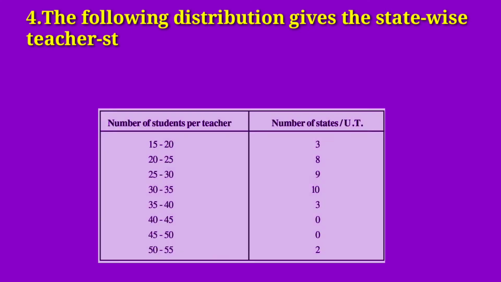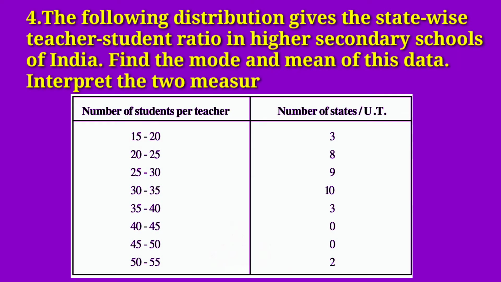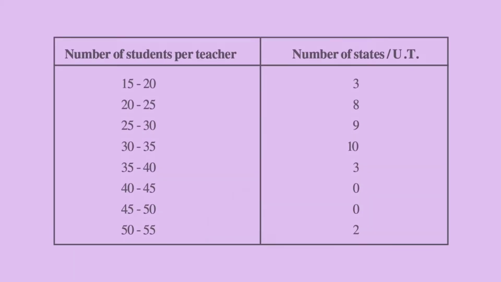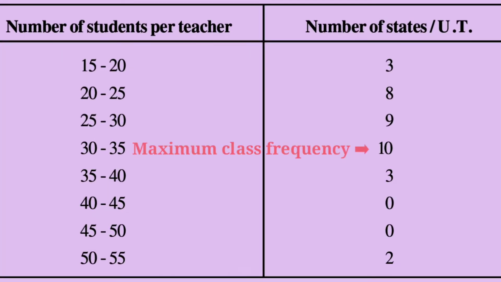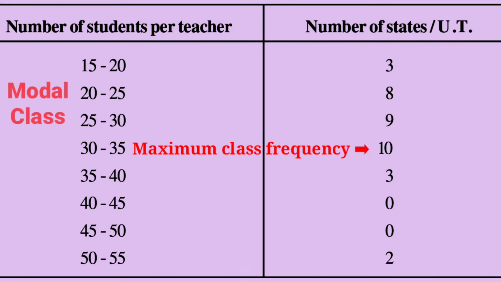Here we have a question. The following distribution gives the state-wise teacher-student ratio in higher secondary school of India. Find the mode and mean of this data. Interpret the two measures. From this table we can observe that the maximum class frequency is 10, belonging to class interval 30 to 35. So therefore modal class is 30 to 35.